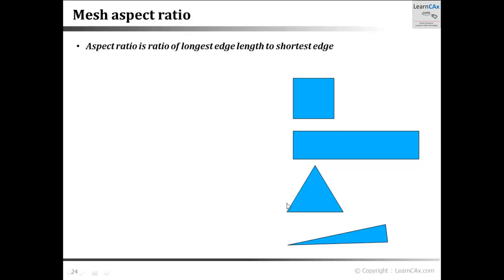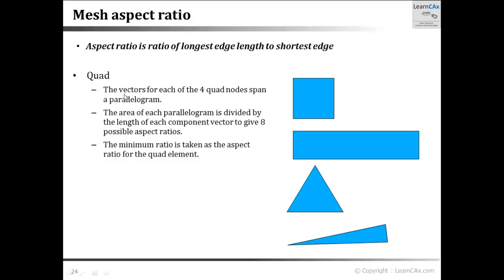Also, an equilateral triangle, as shown, having sides equal to each other has the perfect aspect ratio, but if we stretch this triangle again, it will give a bad aspect ratio. For a quad, how is it calculated? For a quad element, the vectors for each of the 4 quad nodes form a particular parallelogram. The area of each parallelogram is divided by the length of each component vector to give 8 possible aspect ratios. And the minimum of these aspect ratios is taken as the aspect ratio for the quad element. This is how it works inside the software, but basically, in short, it is the ratio of the longest edge to the shortest edge.